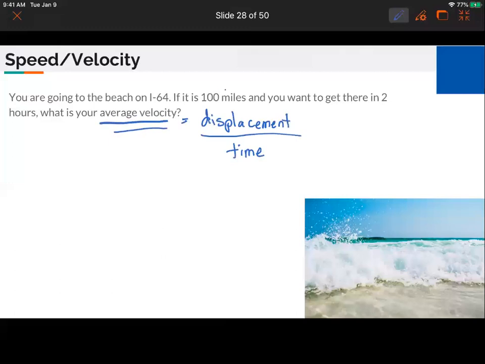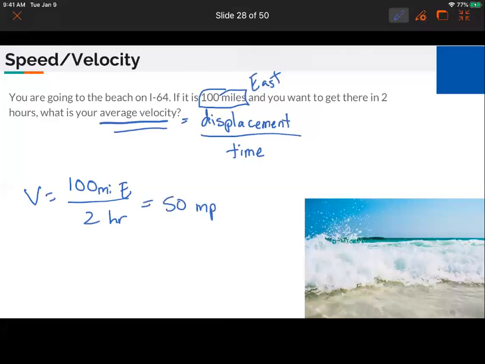So my displacement is 100 miles, but remember, displacement needs a direction. Which way is Virginia Beach? Let's say it's to the east. And my time is going to be 2 hours. So V is equal to 100 miles east. I divide by 2 hours, and I get that it's 50 miles per hour to the east. If I were to drive 50 miles per hour towards the west, I'd end up in the mountains. So direction is important.